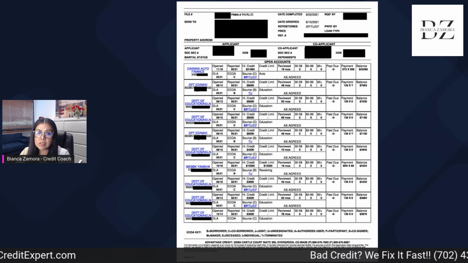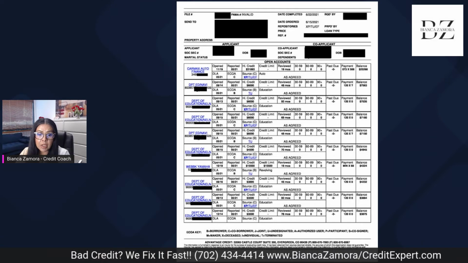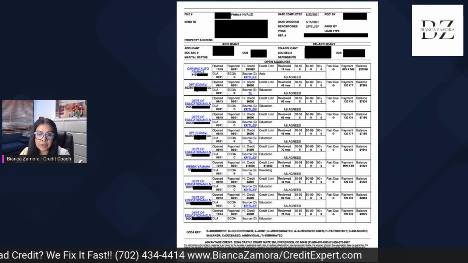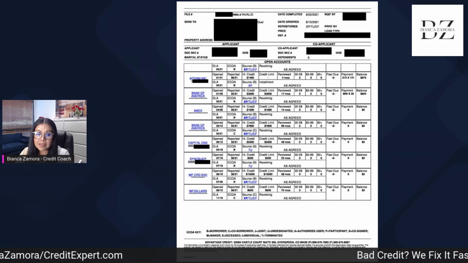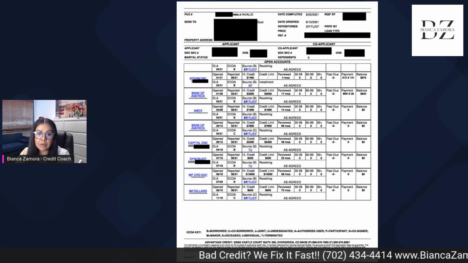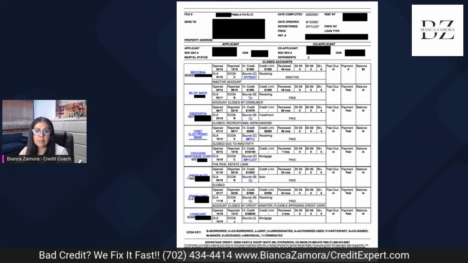And as you can see, this customer has auto loans, student loans, right? They have something with web bank. So they have a lot of diversity in their credit. So that's great. Again, moving on to additional open accounts. Again, a lot of active trade lines here. And this is the last page of open trade lines, okay? The next page is going to talk about closed accounts.